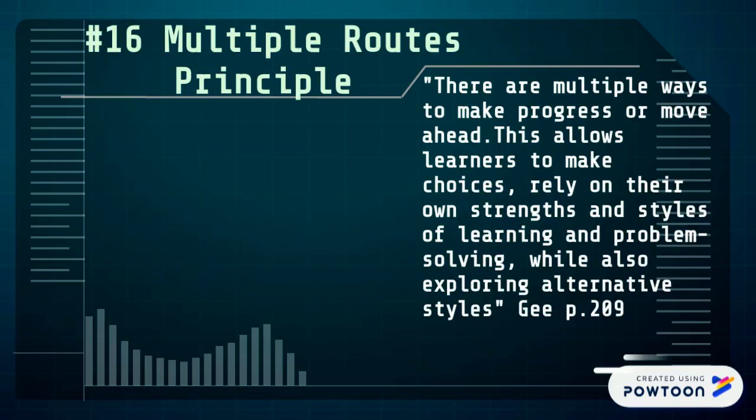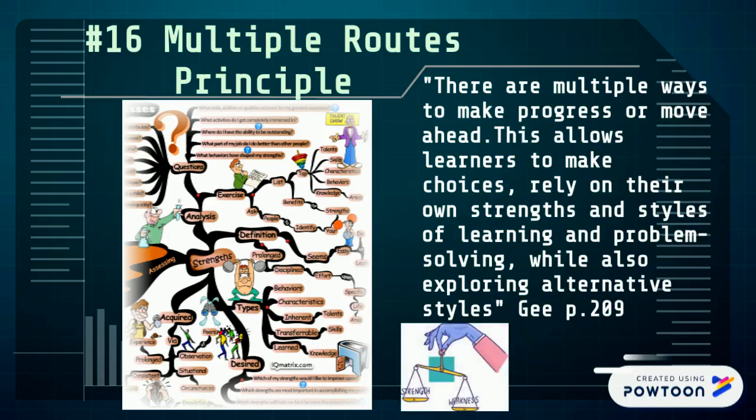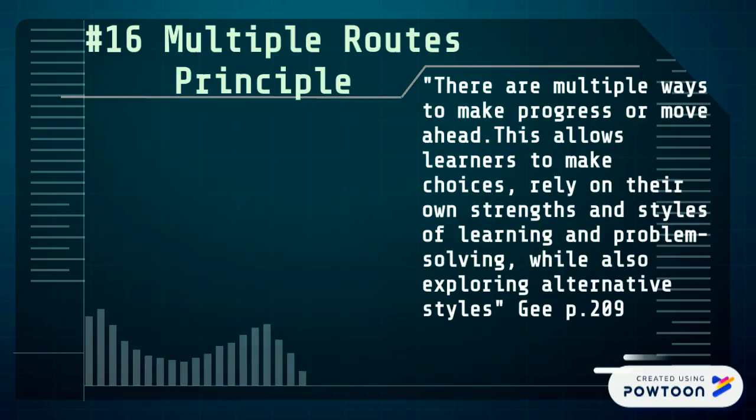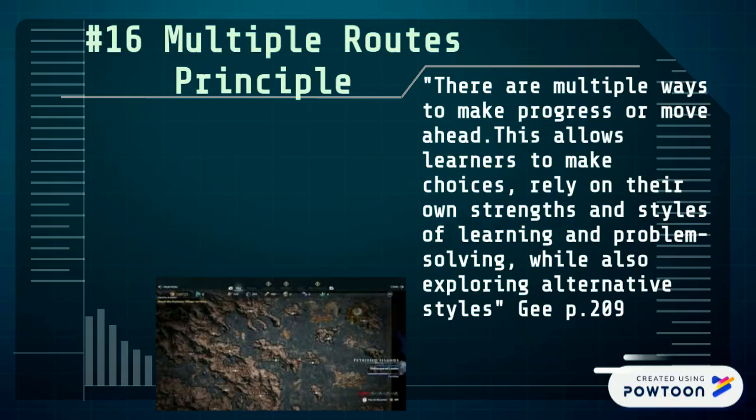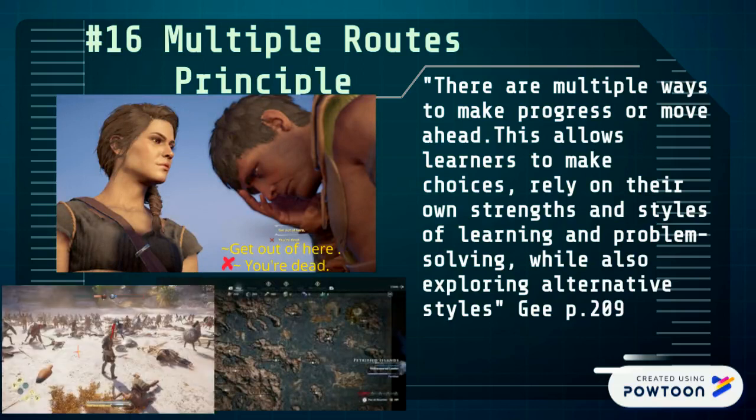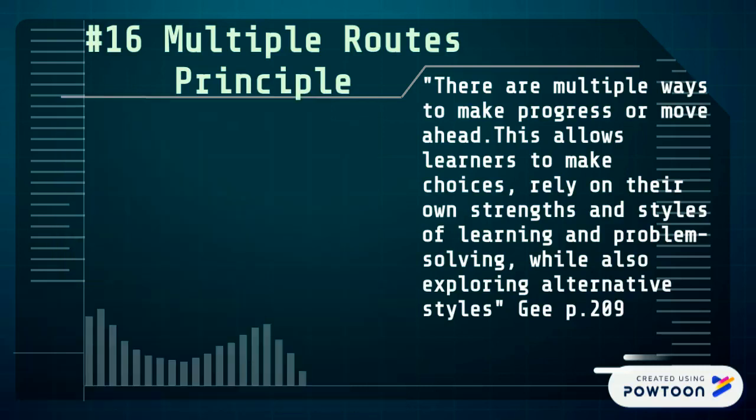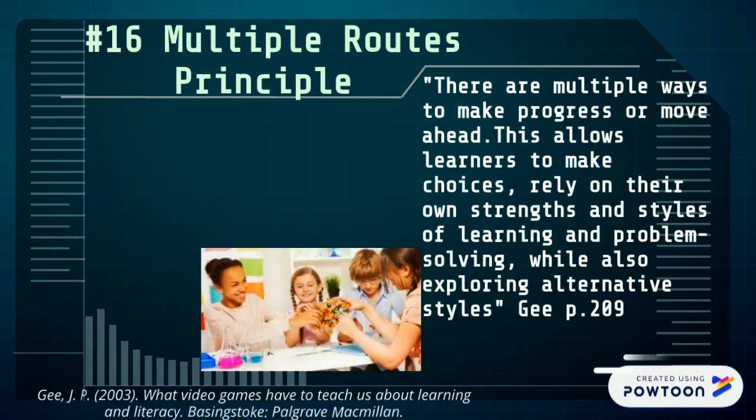Number 16, multiple routes principle. There are multiple ways to make progress or move ahead. This allows learners to make choices, rely on their own strengths and styles of learning and problem-solving, while also exploring alternative styles. This principle, when applied to video games, encourages the learning player to explore the multiple routes offered in the game, allowing players to reflect on their strengths and skills, while also feeling confident and free to try alternative methods. G insists this principle is not as present in schools as it should be.